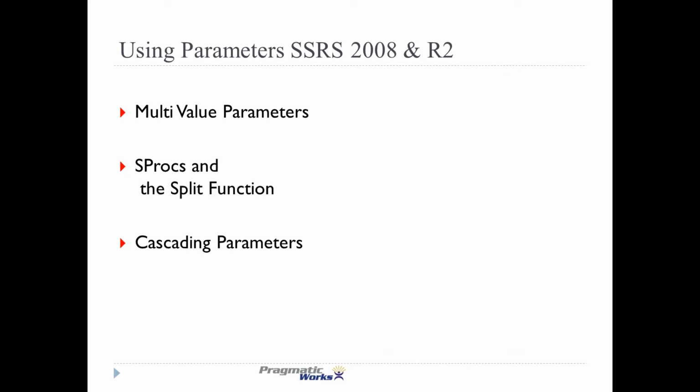All right, next section. So let's talk about multi-value parameters. If you want to be able to select more than one option from your parameter list, you can do that. I'll show you how to do that. There's some extra things you have to do, though, if you're bringing them from a stored procedure, a SPROC. You have to use a split function, which I'm going to show you how to do. And there's actually a copy of that function on my blog, which I'll show you. And then we also want to set up cascading parameters. So if I want one parameter to feed the value for the next parameter, we can do that with cascading parameters.